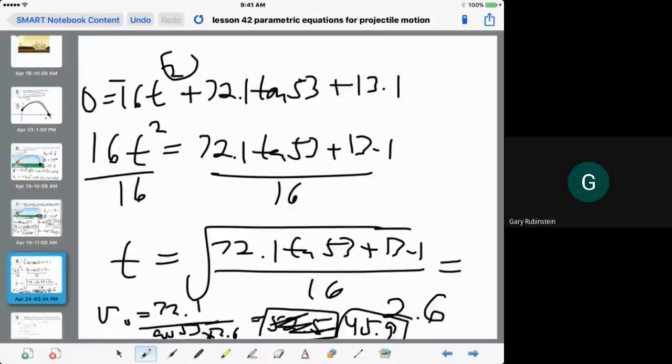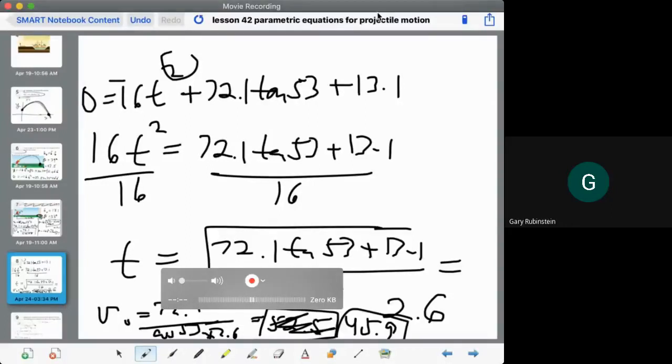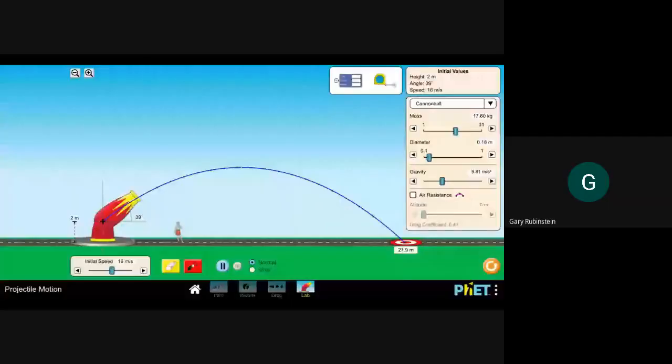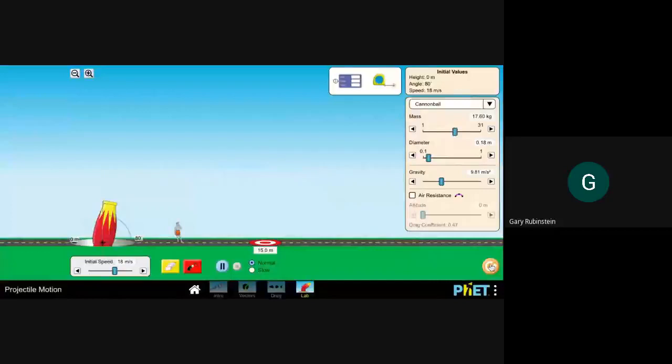Now, just to check that this actually works, I'm going to go over to the simulator with the cannon and put in those exact values, and we'll see if I am able to hit the target perfectly. Let's see, presenting, stop presenting, present now, a Chrome tab, projectile motion. Okay, so now we're back. Let me reset everything.